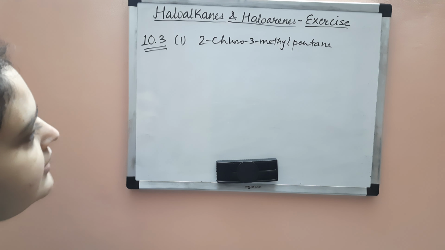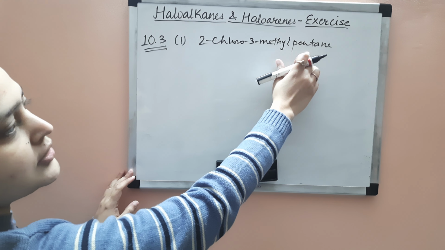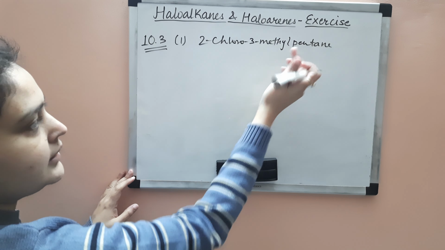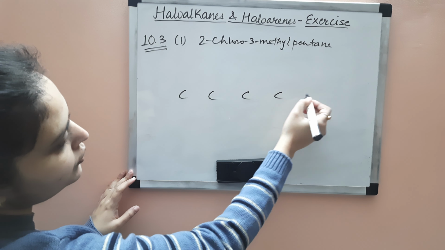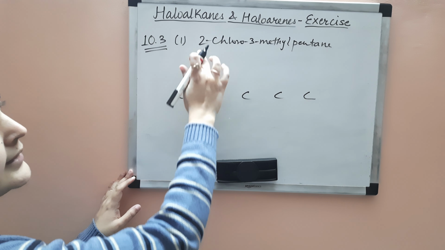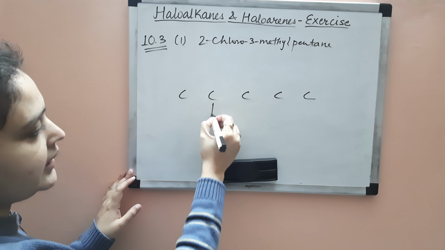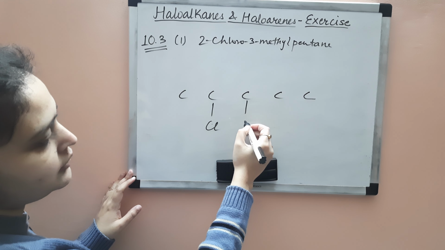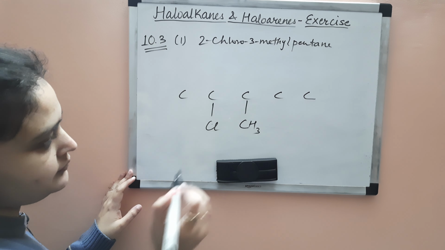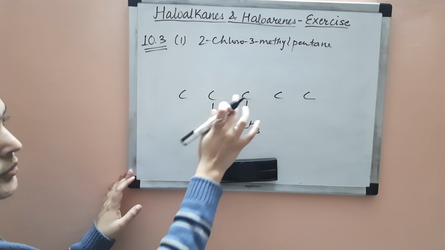So what will be the structure? First you will see that it is pentane. So you will make 5 carbon, 1, 2, 3, 4, 5. Right? And at second position there is chloro group. And at third position there is methyl group, CH3. So this is the second and third position.